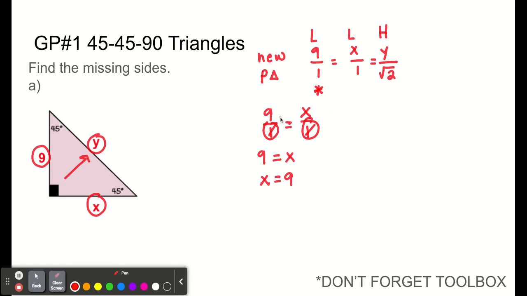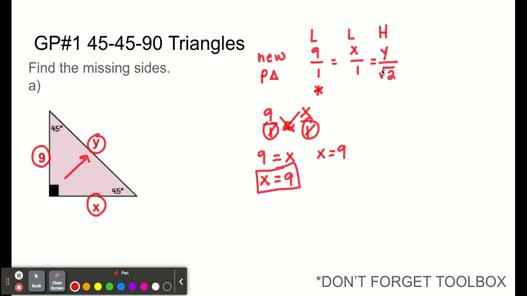Now here, it's also possible for you to cross multiply. If you were to cross multiply here, you would get 1 times x, which equals x, is equal to 9 times 1, which equals 9. So either way you see it, you're going to get the same and correct answer.